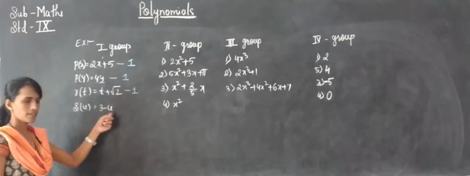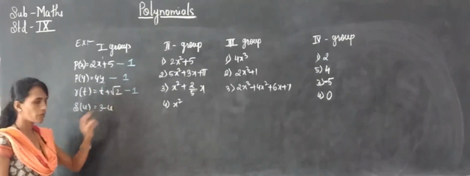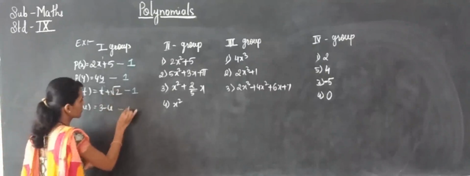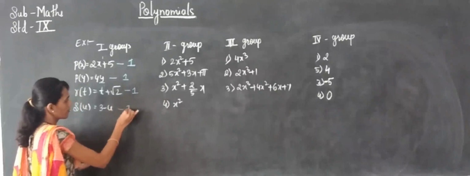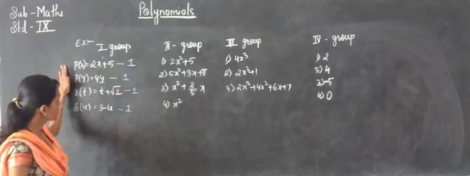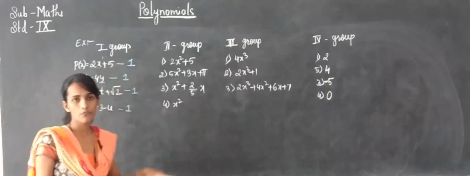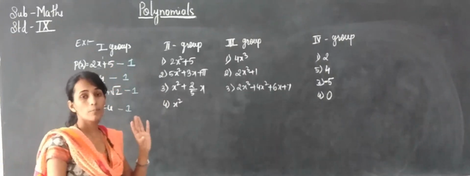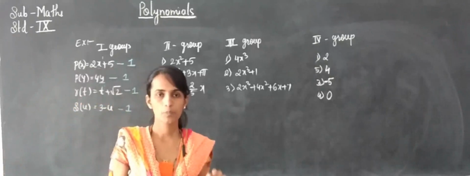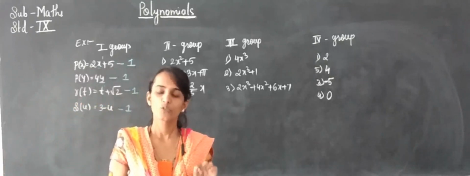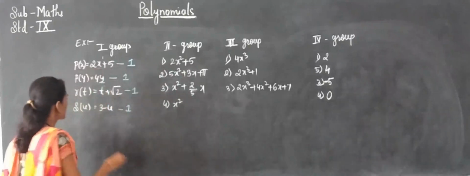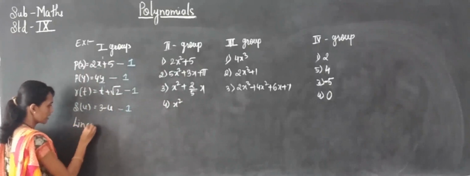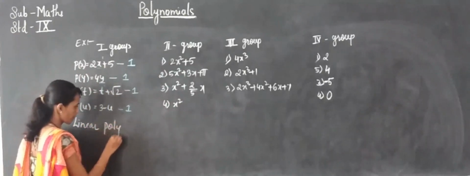Yes, t minus 2. Here it is a variable and the power of it is 1, so the highest power of this polynomial is 1. So the degree of this polynomial is also 1. In these 4 examples, all have degree 1. So this type of polynomial, a polynomial which has degree 1, we call a linear polynomial.